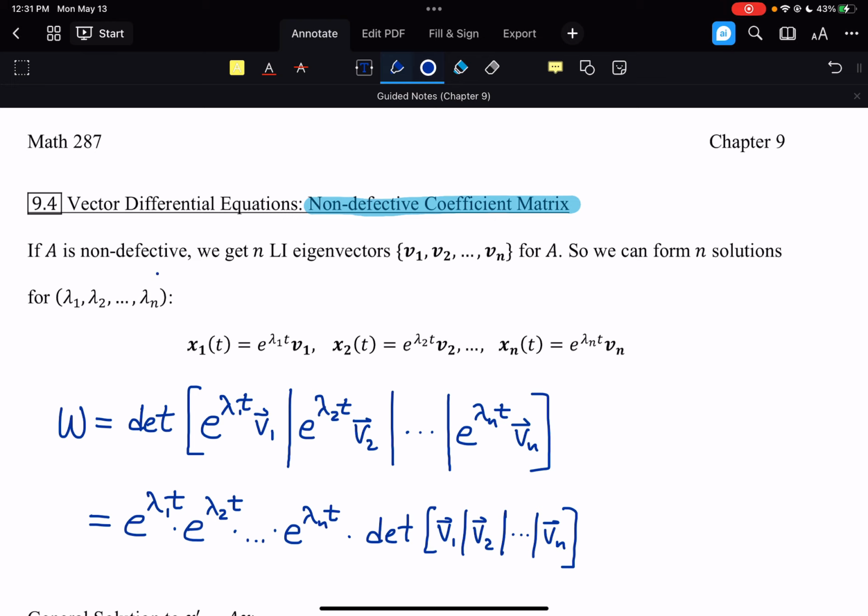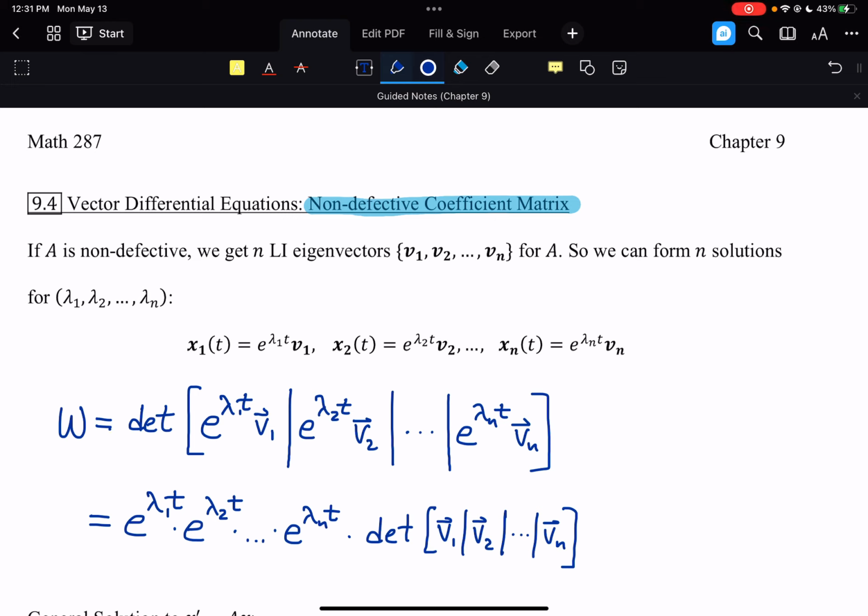So if A is non-defective, we get n LI eigenvectors, v1 through vn for A. So we can form n solutions for lambda 1 through lambda n. So that's these solutions right here. So we have x1 is e to the lambda 1t times v1, x2 is e to the lambda 2t v2, etc., etc., etc.